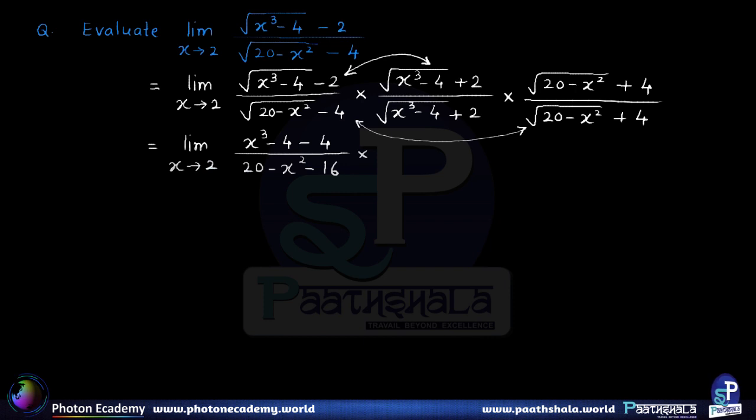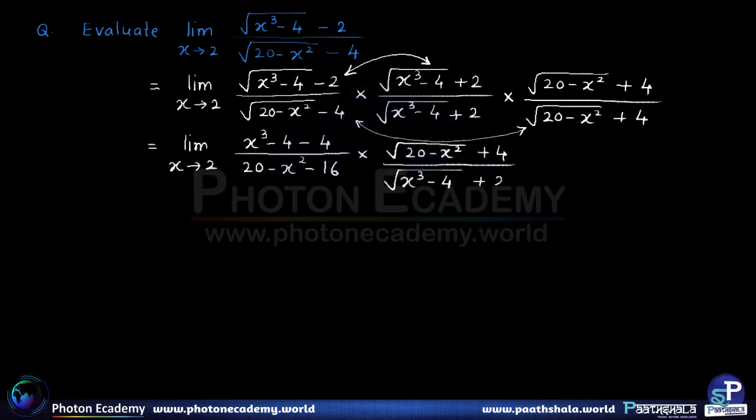Now into, we have the remaining conjugates of the other term. So that is, in the numerator we will have root of 20 minus x square plus 4 upon, here we will have root of x cube minus 4 plus 2, correct? Alright, so that further gives us limit x tends to 2.